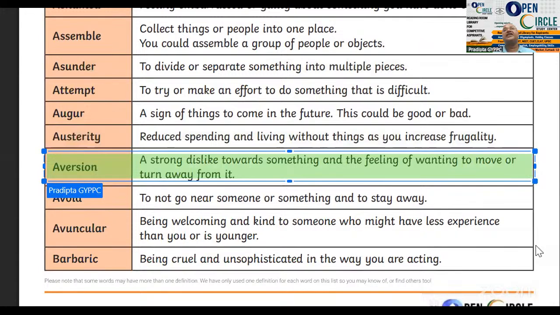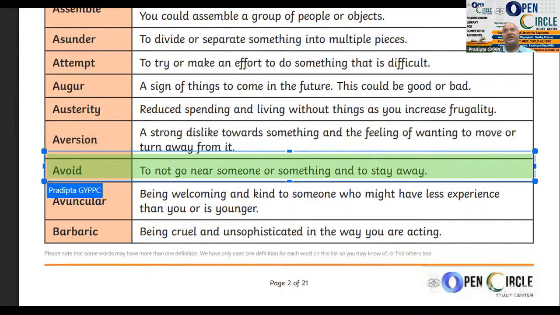Aversion is dislike, a strong dislike, hatred, घृणा. I have a strong aversion to smokers. मतलब I have a dislike to smokers. The next word is avoid. Avoid is a verb. पता है already? He avoids me. So not to go near, stay away, that's called avoid. The next one is Uncountable. Uncountable matlab being welcoming and kind to someone who might be less experienced than you.